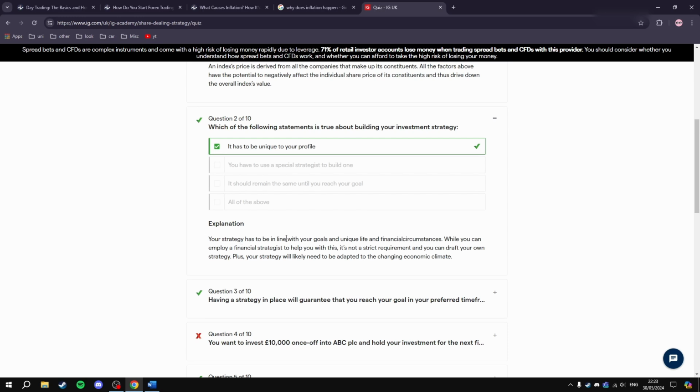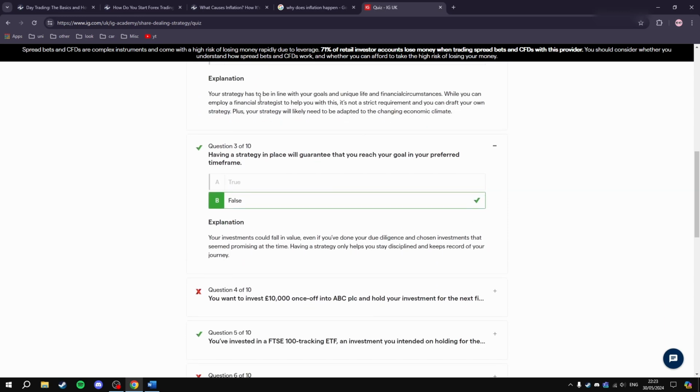Your strategy has to be in line with your goals and unique life and financial circumstances. While you can employ a financial strategist to help you with this, it's not a strict requirement, and you can draft your own strategy. Plus, your strategy will likely need to be adapted to the changing economic climate. Your investments could fall in value even if you've done your due diligence and chosen investments that seem promising at the time. Having a strategy only helps you stay disciplined and keeps record of your journey.